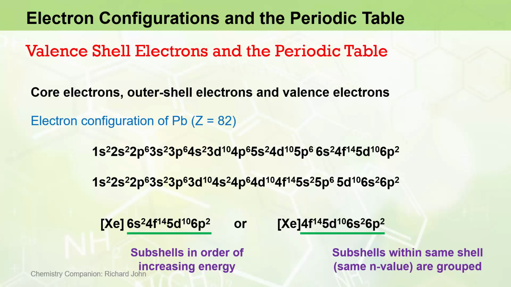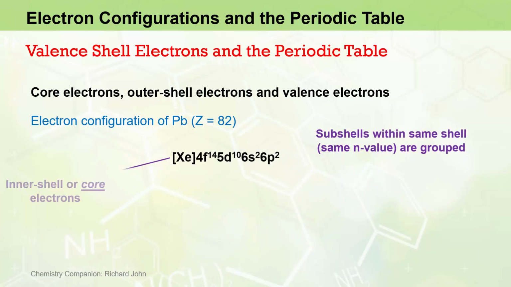Now, either way of representing the electron configurations is valid, but I want to focus on this particular way where the subshells within the same shell are grouped together. And this is convenient because it allows us to easily separate the outer shell electrons that are unavailable for bonding from those outer shell electrons that are available for bonding. As we have already noted, these electrons associated with the xenon core are called the inner shell or core electrons, and they are not available for bonding.